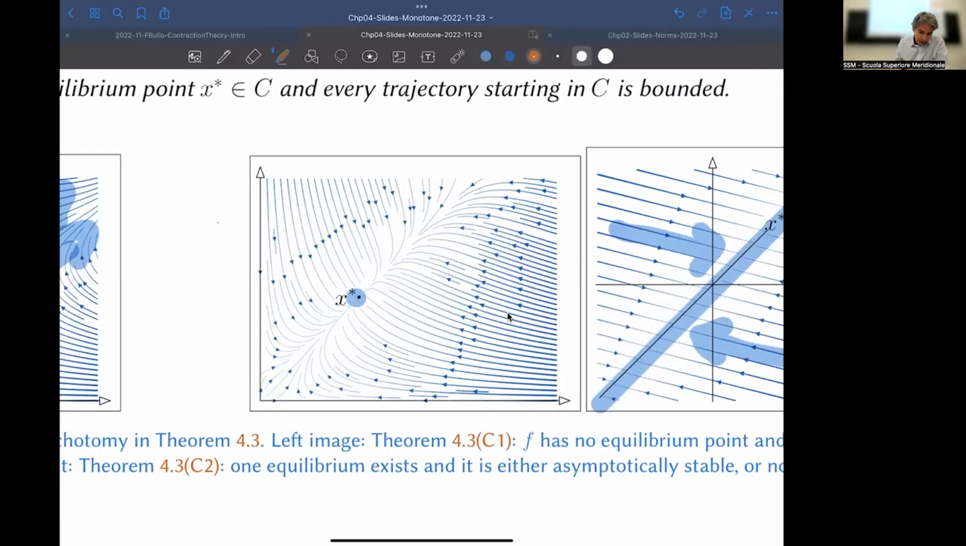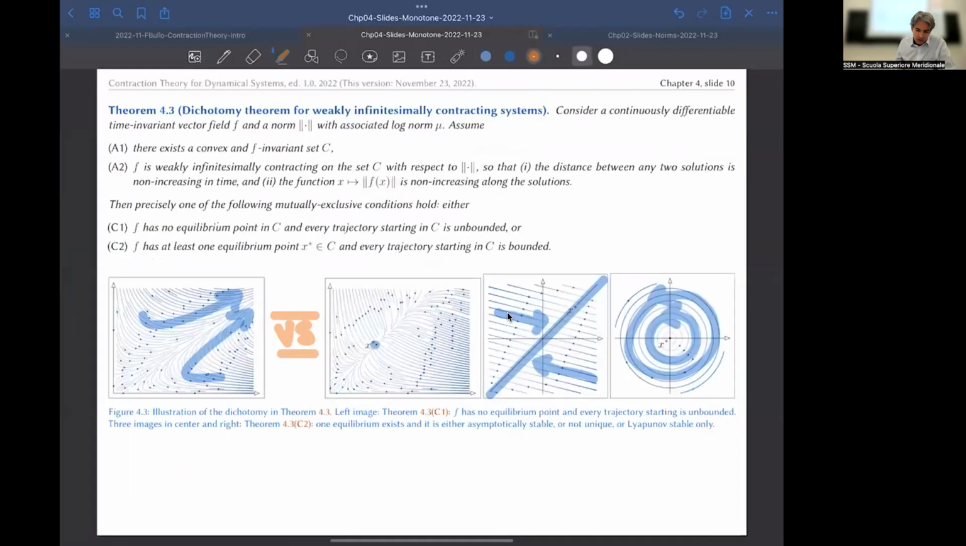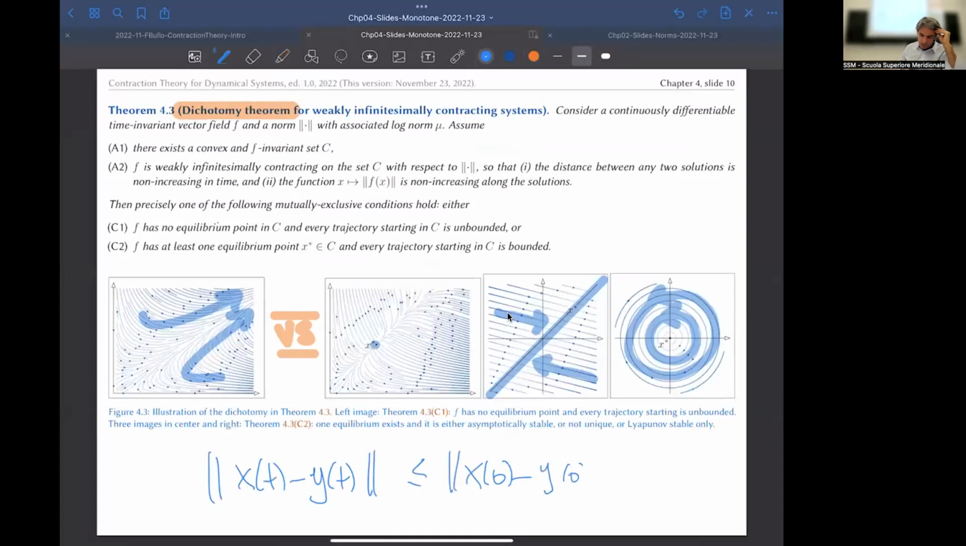But the main thing is the main result to start with on weakly contracting dynamical systems, infinitesimally contracting systems, is that the first theorem is the dichotomy theorem. So let's think again about this property, because this is very cool. Let me just reason one more time about this: x of t minus y of t, let's suppose I have two trajectories, is less than or equal to x at 0 minus y at 0.